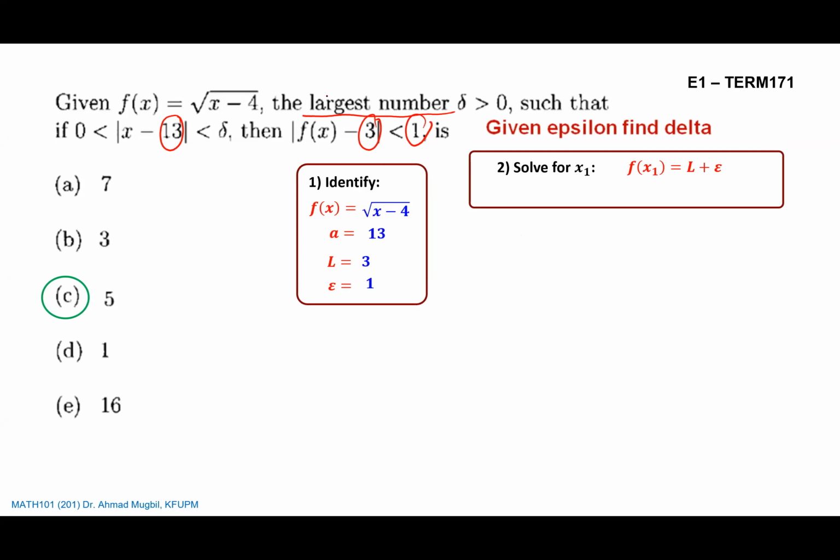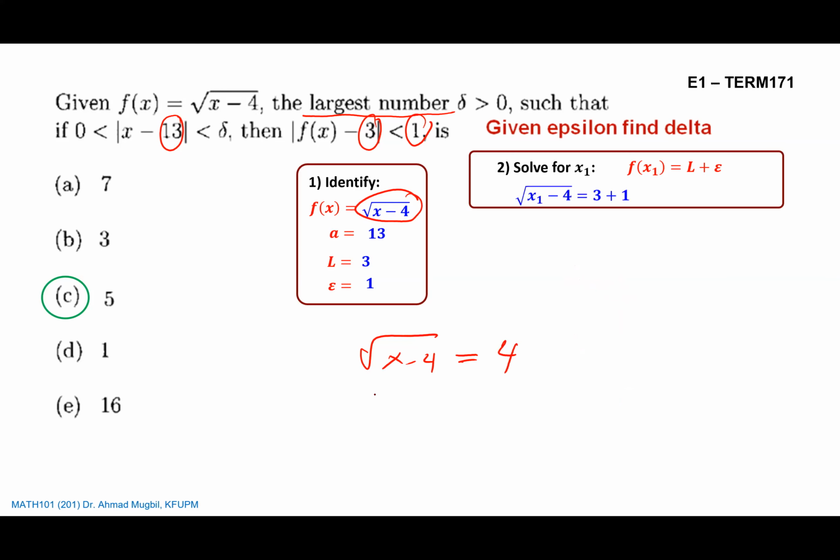So just find delta. Instead of using the graph, you will put the function square root of x minus 4 equal to L plus epsilon, because you know that we said this is L, this is L plus epsilon, this is L minus epsilon. So your function will be here. So put it equal to L plus epsilon. So it will be what? Equals to 4.